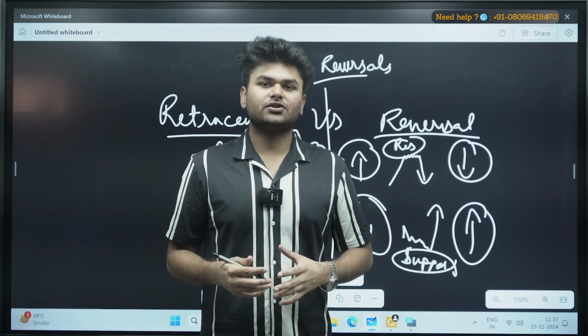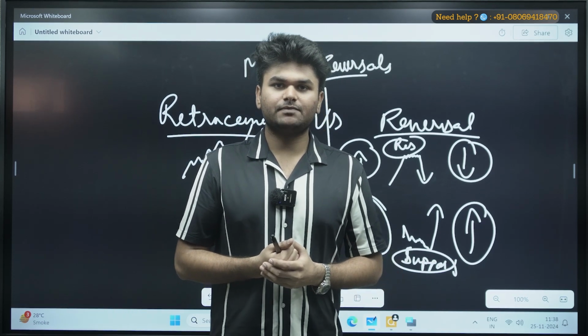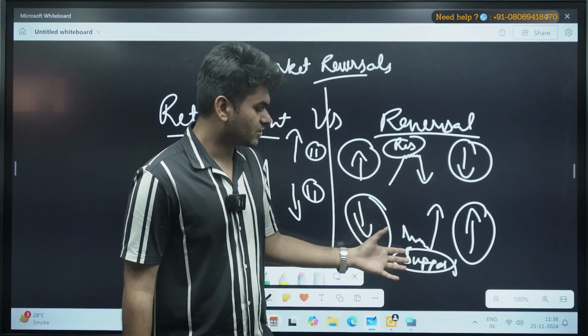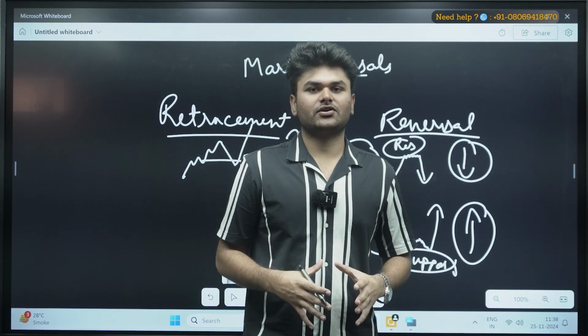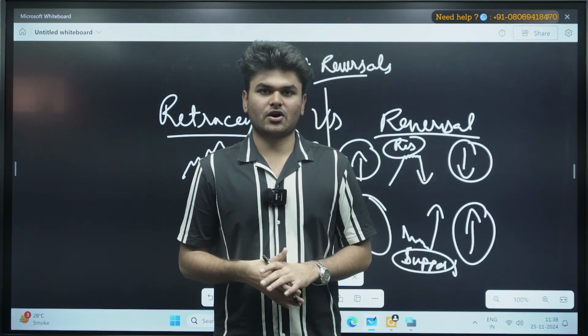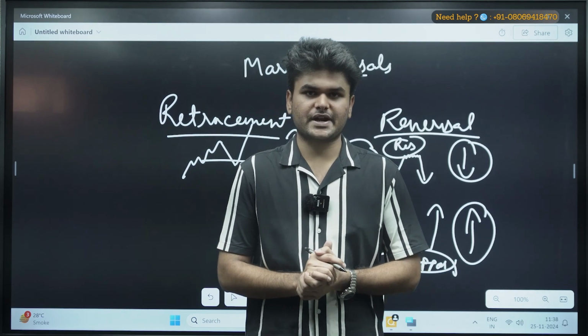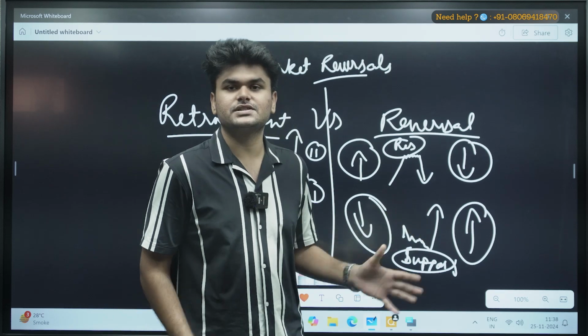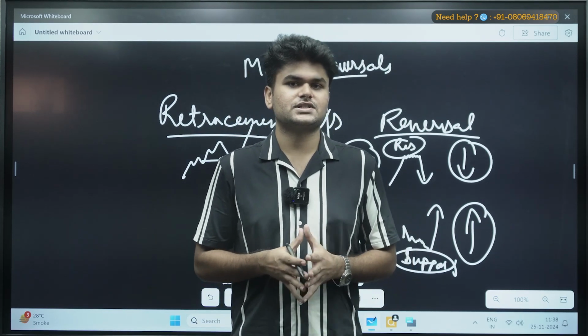Or else you can check out the candle patterns. Let's suppose you are seeing a doji at the resistance, or a doji at the support, and with that you are seeing the prices moving to the downside or the upside respectively. This way you will try to catch the reversals in the stocks or in the index also.